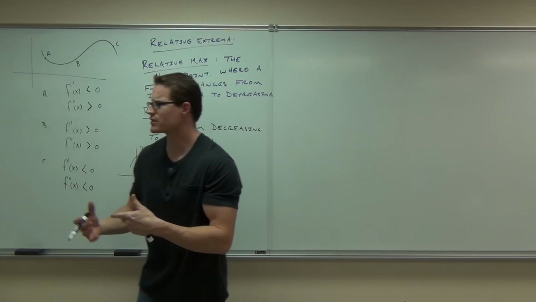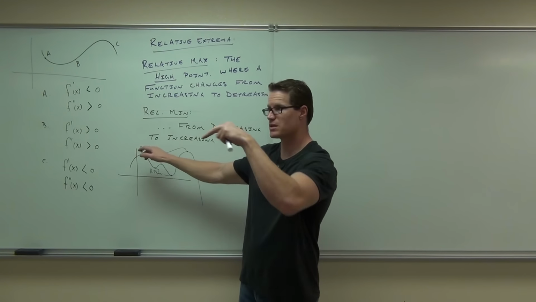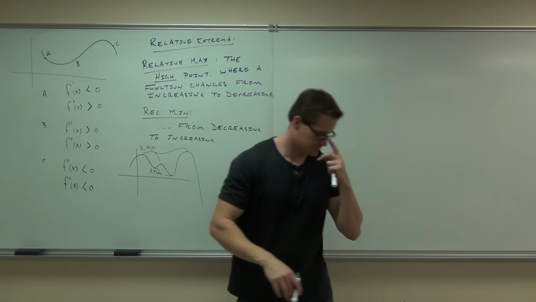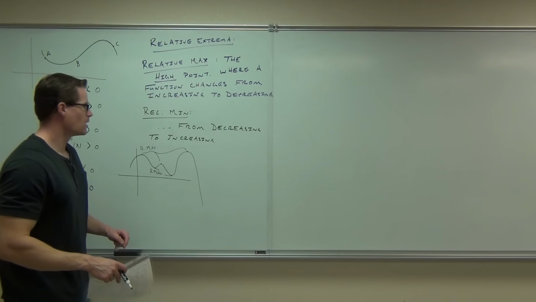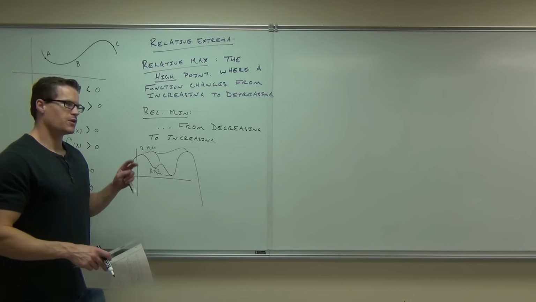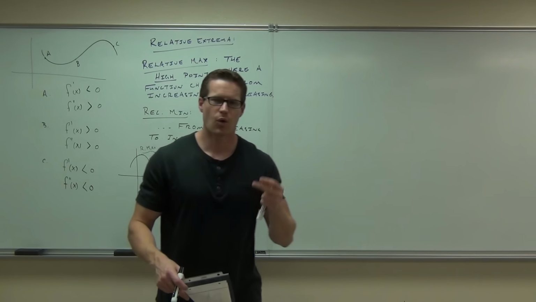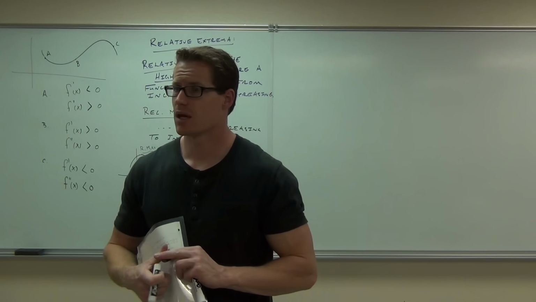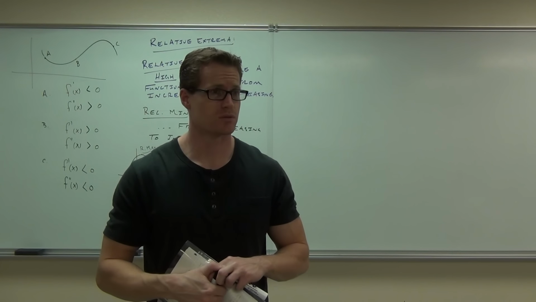Do you understand the idea of a relative max, relative min? Changing from increasing to decreasing for maxes gives us a peak. Decreasing to increasing for a relative min gives us a valley. My question is this. If this is a change from increasing to decreasing, or decreasing to increasing, that has to do with the slope, doesn't it? If the slope is positive, we're increasing, right? If the slope is negative, we're decreasing, true?